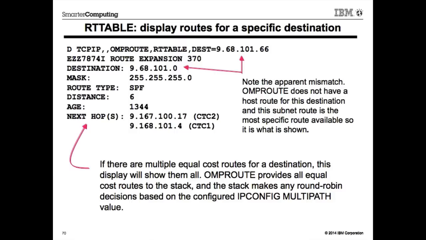So another thing I want you to notice on this slide, I did a display TCP/IP OMPROUTE RT table. The destination is a host route, 9.68.101.66. The route that OMPROUTE returned is a subnet route to 9.68.101.0. So there was no host route to this host, but there was a subnet route. That was the most specific route. That's what OMPROUTE uses. We tell you the mask. It's an SPF internal route, which means it's within the area. The distance is 6. It's been 1,344 seconds since this route was recomputed, and there are 2 ways to get there, and these are the next hops. So that's how you look at that. Generally, if you have a routing problem, you don't see a route you want in your netstat routing table, check the OMPROUTE routing table, see what it says.